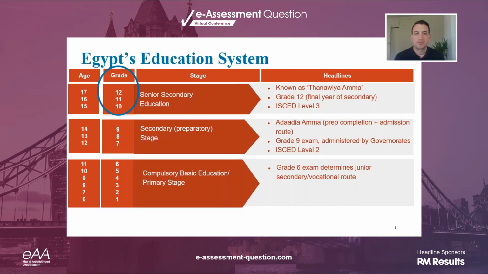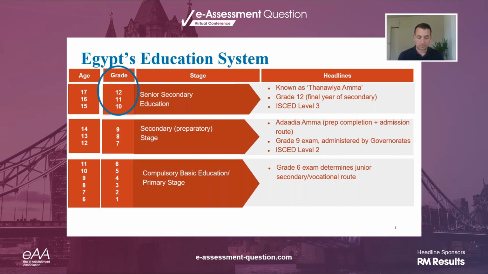A bit of context about Egypt's current education system. Pearson are focusing on grades 10, 11, 12, so the senior secondary education stage, in terms of the transition from a paper-based to on-screen assessment experience. And the whole stage is known as Thanawaya Amma locally. Subjects are taken through grades 10 to 12, and currently each subject has a single test at the end of grade 12, which is aggregated, and it's that aggregated score that will dictate whether a student will proceed to university or not.